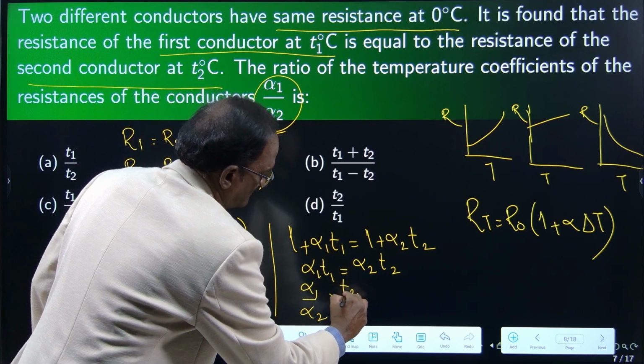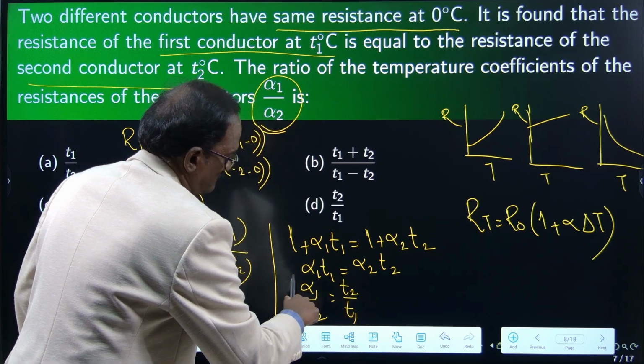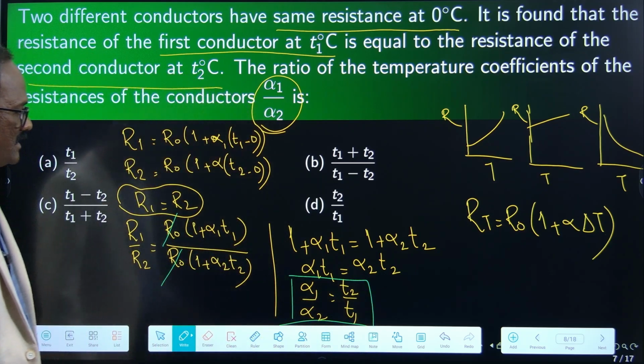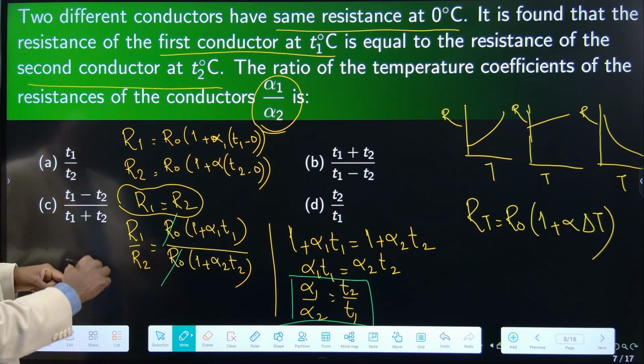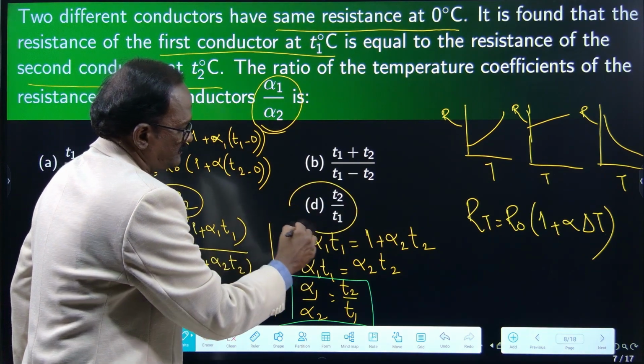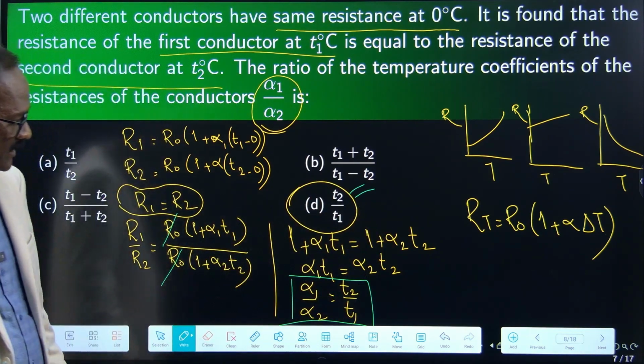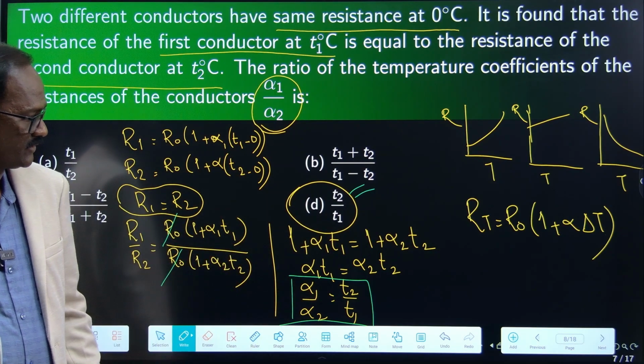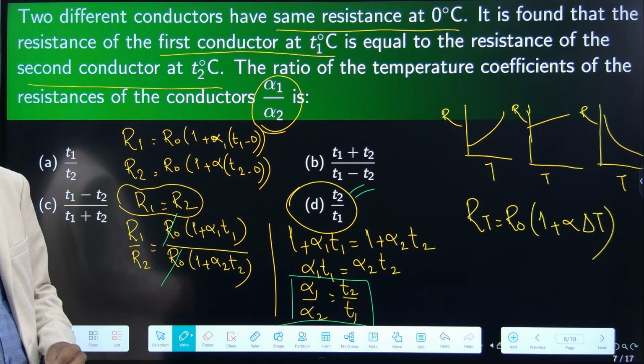T2 by T1. This is the answer. T2 by T1, Option D. Alpha 1 T1 is equal to alpha 2 T2. Yes, T2 by T1. Yes, simple.